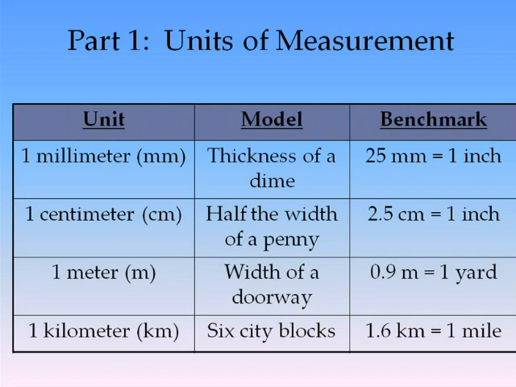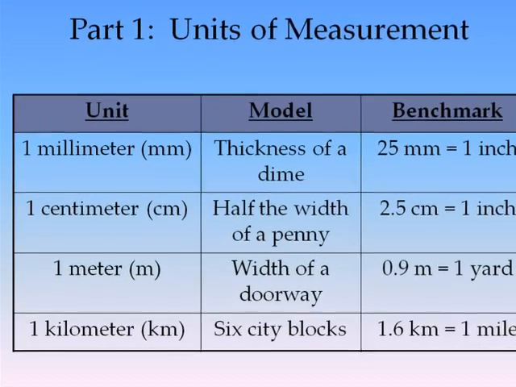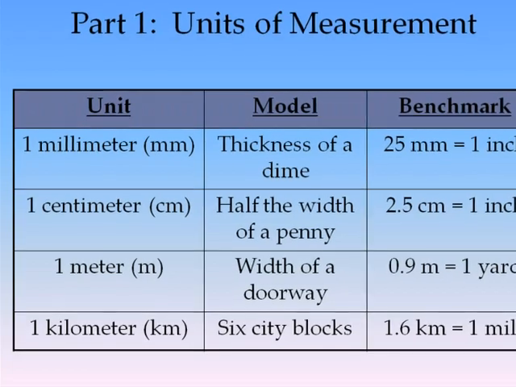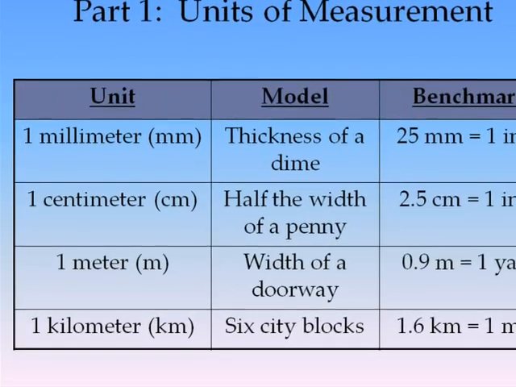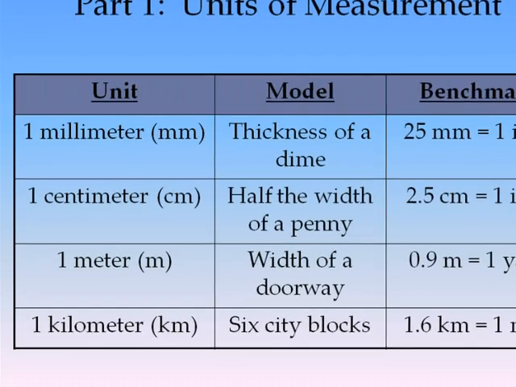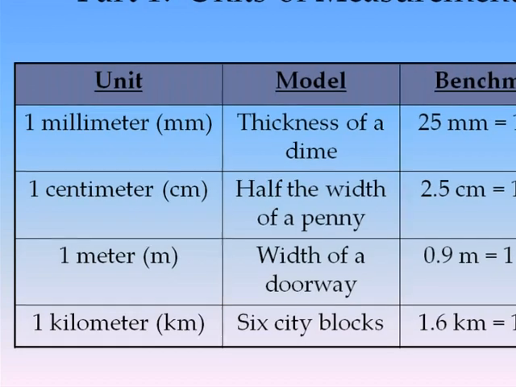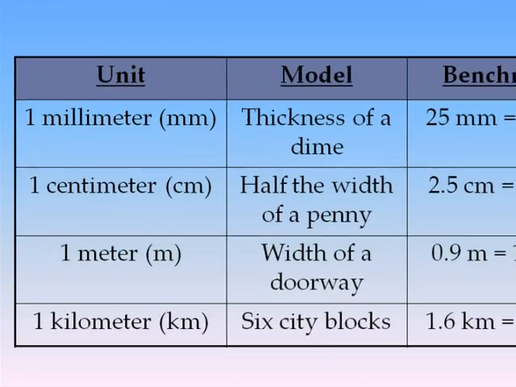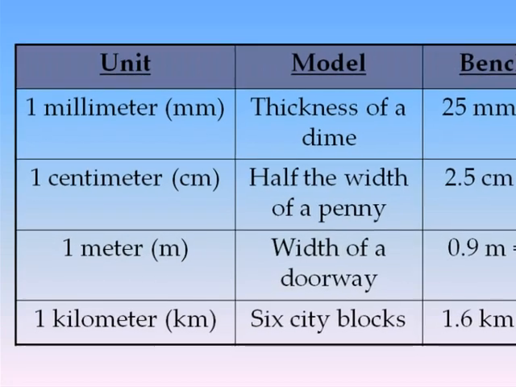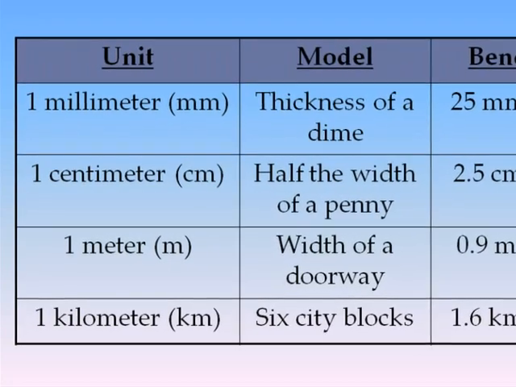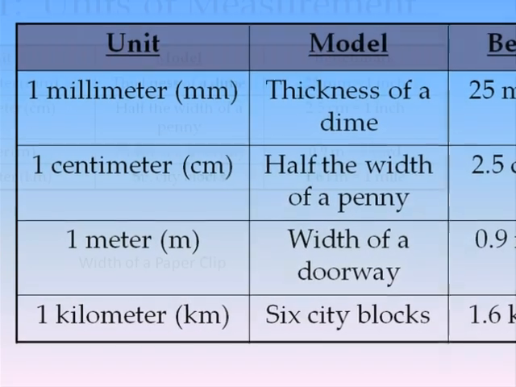Now, the four main units of measurement we want to go over today are the millimeter, the centimeter, a meter, and a kilometer. A millimeter is the smallest. It's about the size of a dime in terms of how thick it is. A centimeter, one great comparison I like to use is your fingernail. A centimeter is about your fingernail going across. A meter, that's about how wide a doorway is. And a kilometer, that's about 6 blocks.